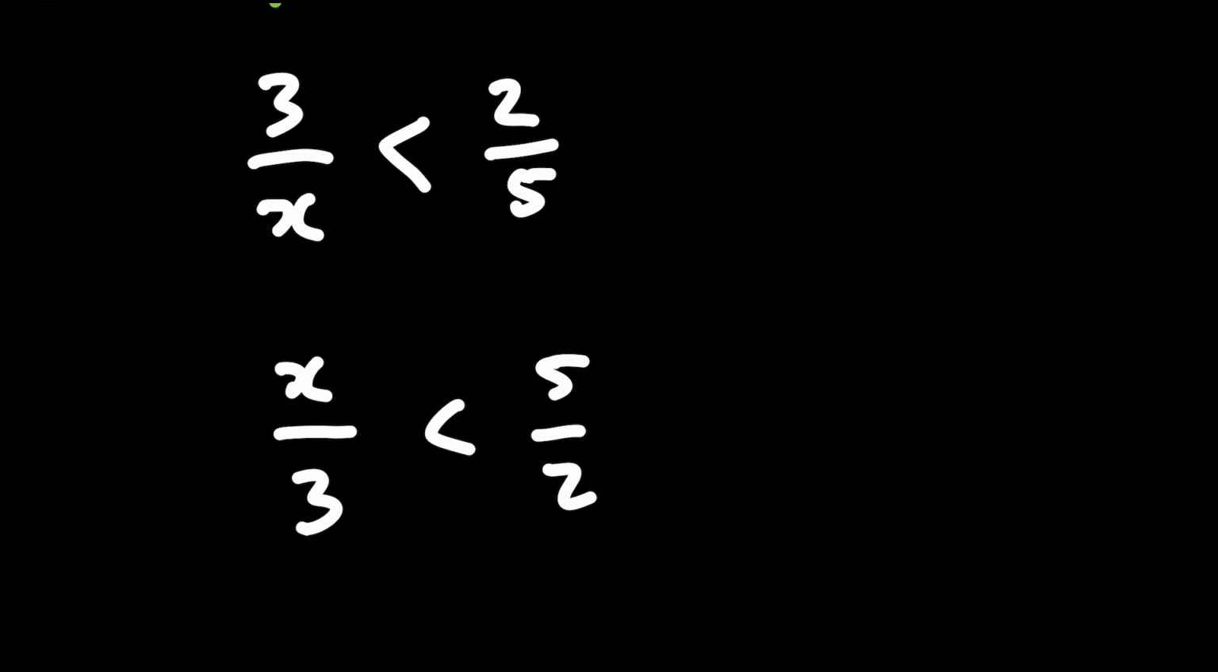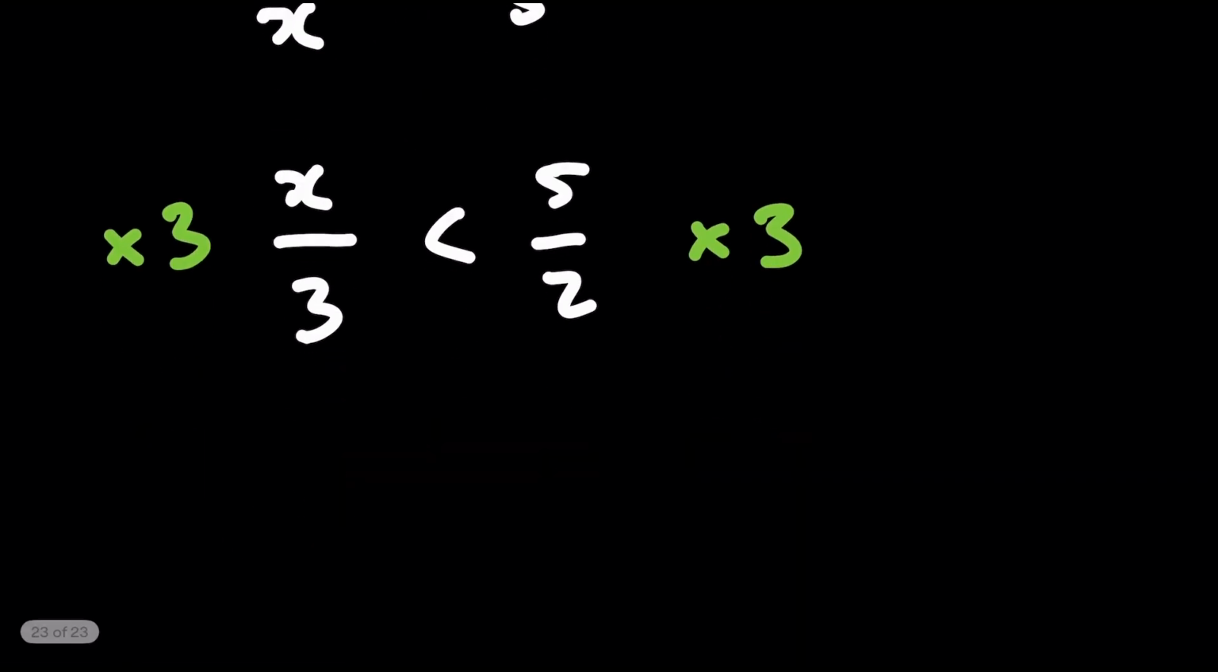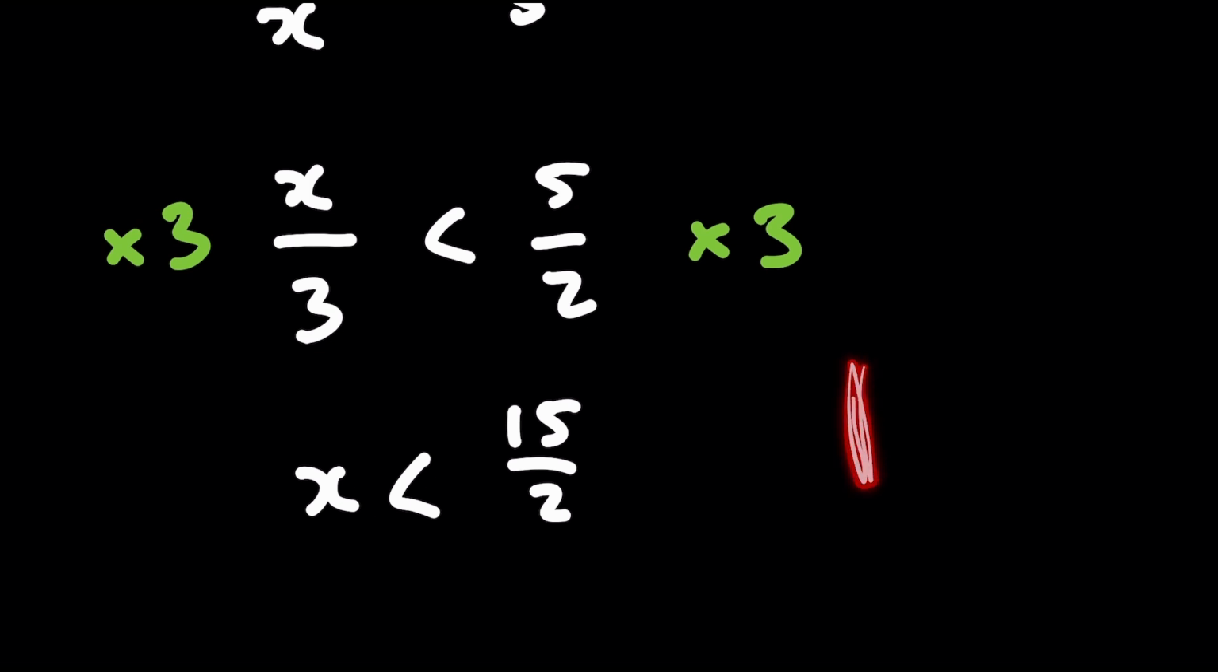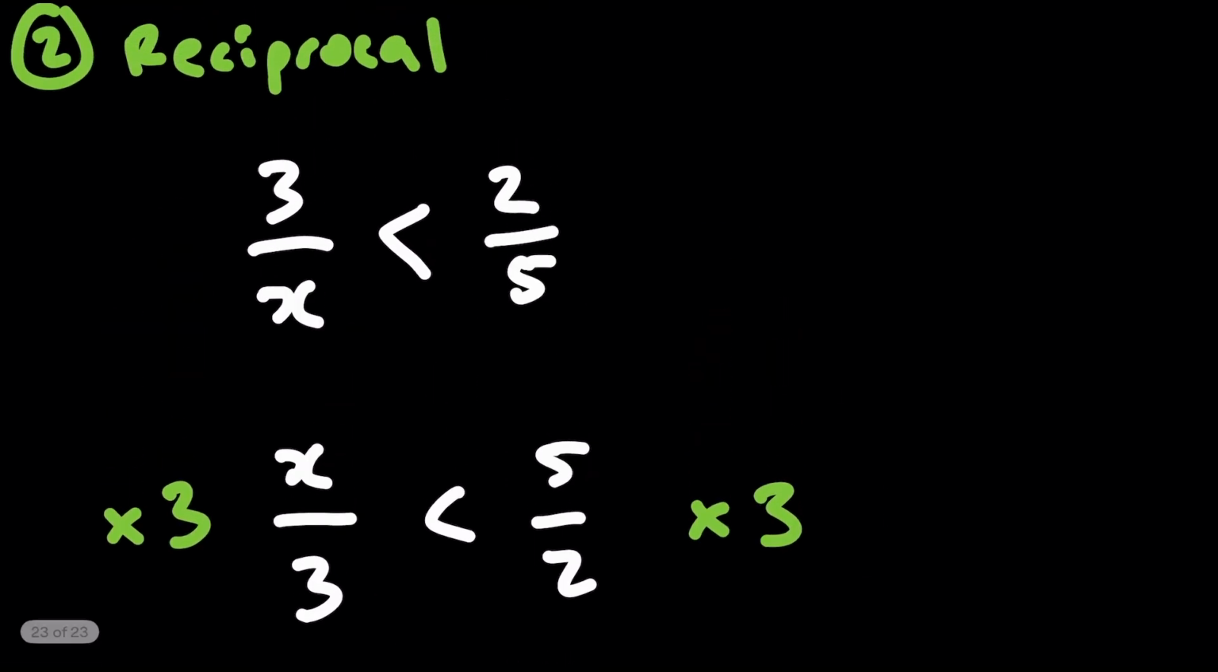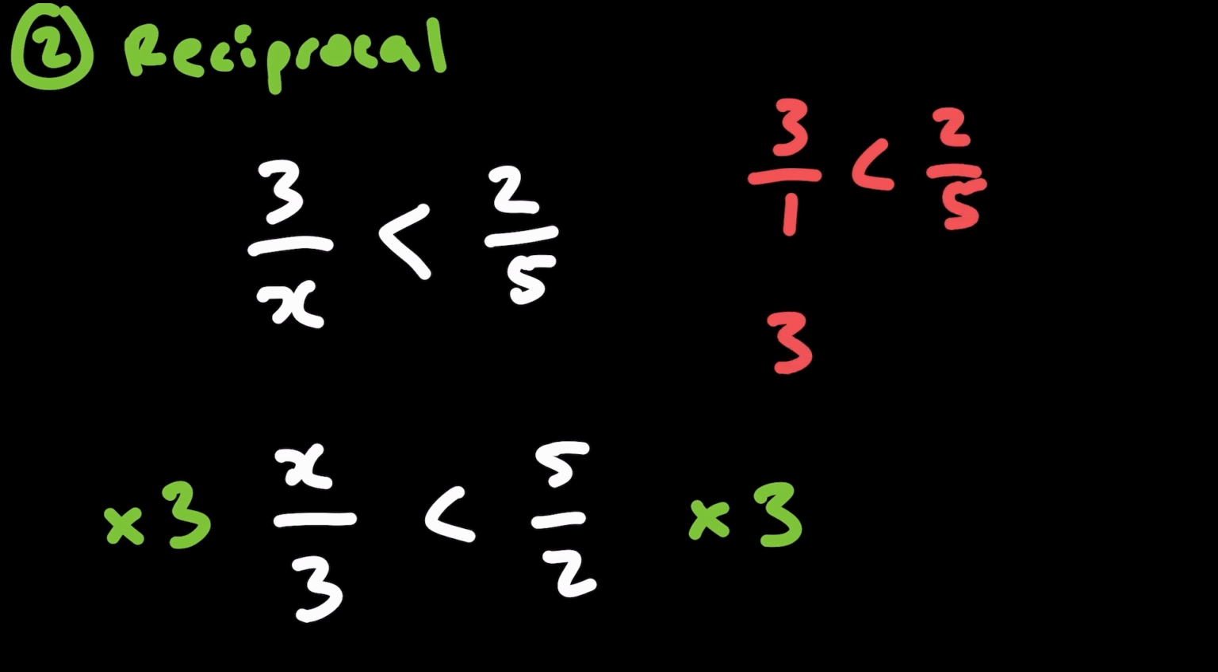So then what I would do is I would take both sides and times it by 3. And all I would do that for is to get rid of this 3 here. So then I have x is less than 15 over 2. So let's pick a random number less than 15 over 2. And just to make life easy, I'm just going to pick a number like 1. So let's go back up here. If we plug 1 into this equation, let's check if it's true. 3 over 1 is less than 2 over 5. Well, I know 3 over 1 is 3, and 2 over 5 is 0.4.